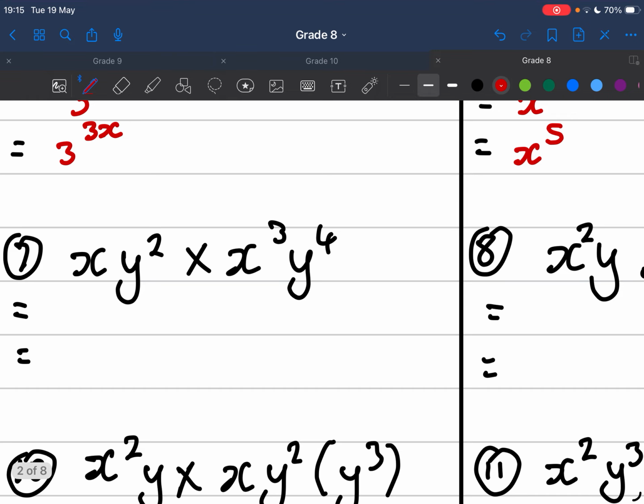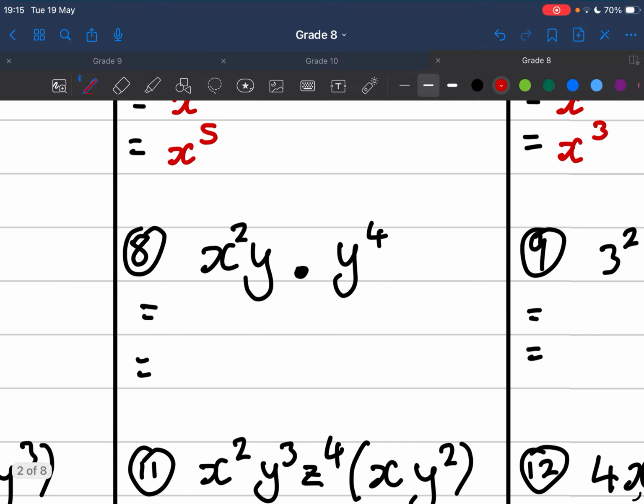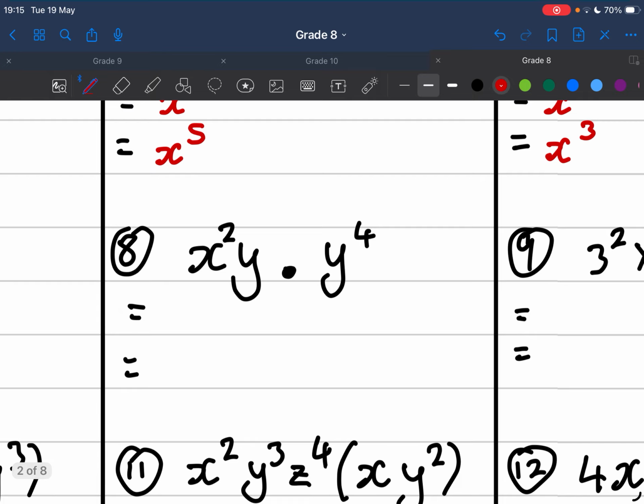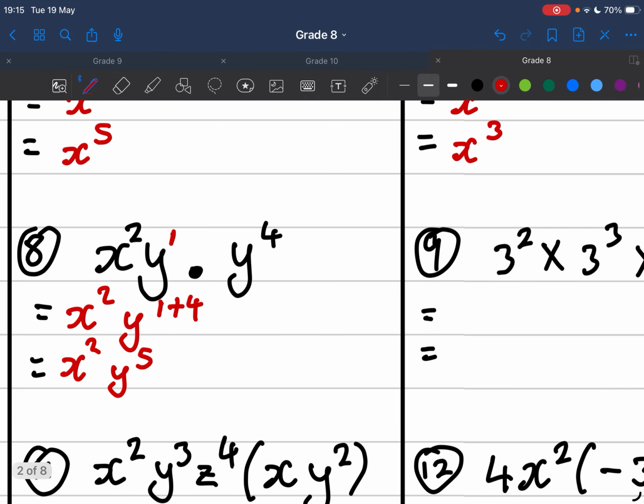For the next one, we're going to look at them separately. x has an invisible 1 here, so we'll do x first. x to the power 1 plus 3 times y to the power 2 plus 4. So it's x to the power 4, y to the power 6. Let's check out this one. In this case, there's no x to match it, so x is going to remain the same. This y has an invisible 1, so it's y to the power 1 plus 4. x squared comes down, and y to the power 5.